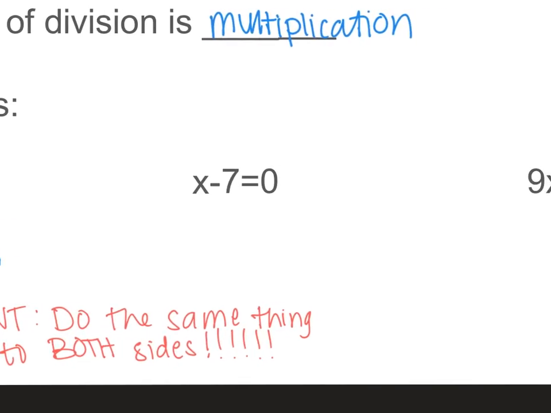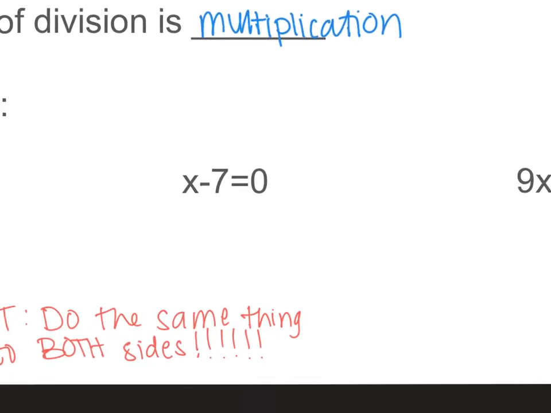Let's go over here. We have the opposite of subtraction, which is going to be addition. So we have x minus 7. We're going to add 7 here, and we're going to add 7 to the other side as well.